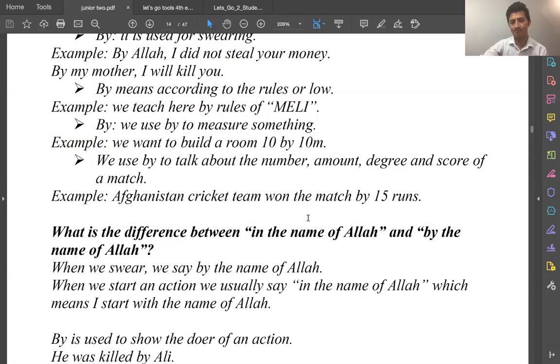And your homework for next time is please make at least 2 examples for different uses of these prepositions, exactly what we have studied, by. So make examples for each usage and meaning of by, two examples, and we will study more things about by next day. That's enough for today.